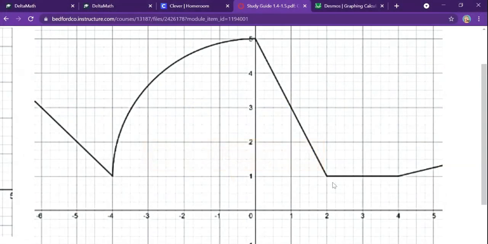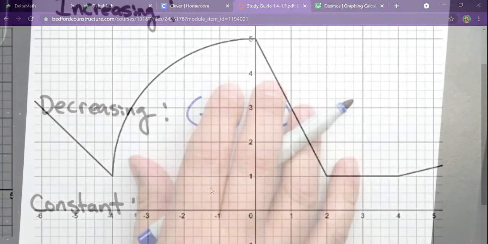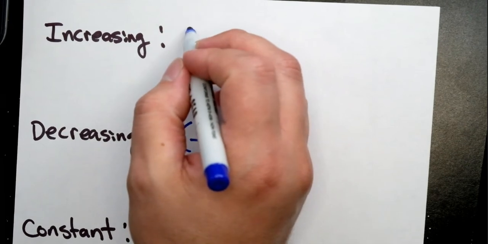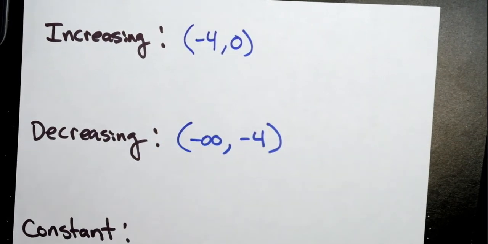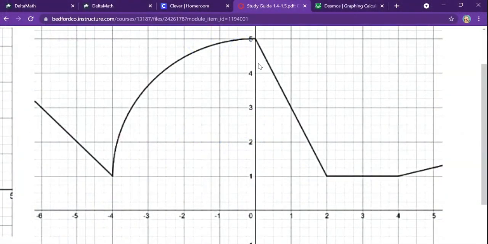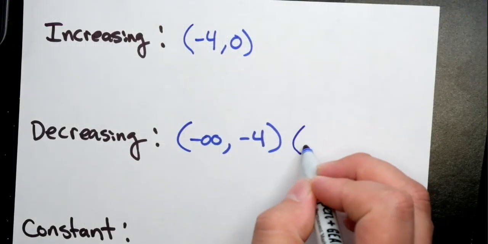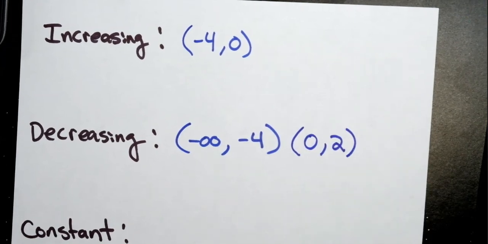From negative 4, right here, all the way up to 0, the y values are going up as x goes up here. And so that's what I'm going to write down. The x values, as they go from negative 4 to 0, y is increasing. And then when we get back to going from 0 to 2, we can see that the y values are going down as x goes from 0 to 2. So I need to put that again as decreasing from 0 to 2. Y values are decreasing as x goes forward there.